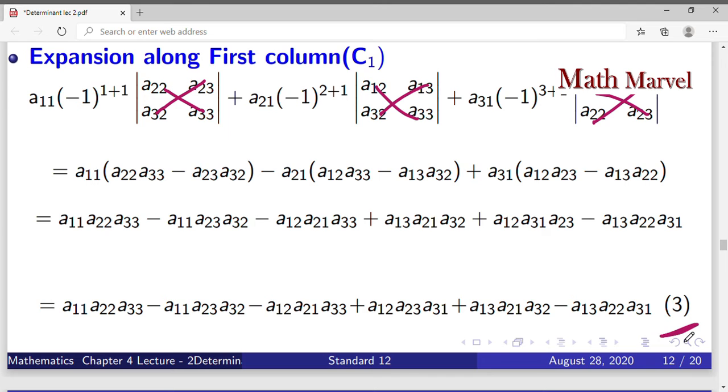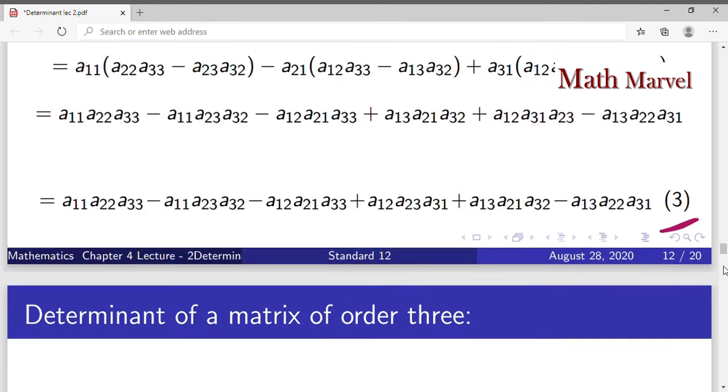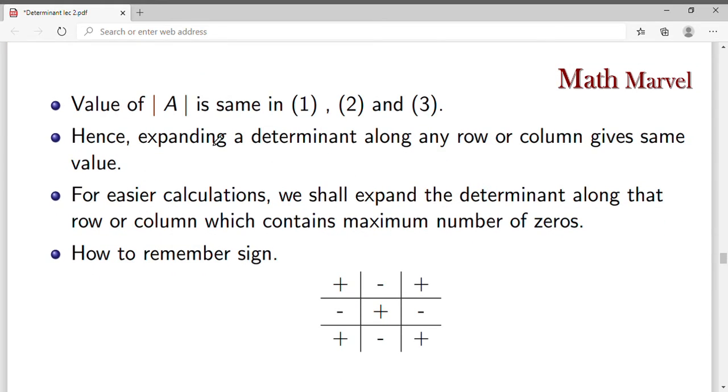Now observe the answers from equation number 1, equation number 2 and equation number 3. So what do we have? The value of the determinant of A is the same in 1, 2 and 3. So using any row or any column, we get the same value of the determinant. Whenever the question is to evaluate a determinant, one can use any row or any column. Hence, expanding a determinant along any row or column gives the same value.